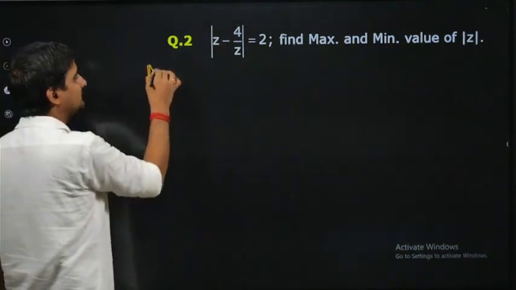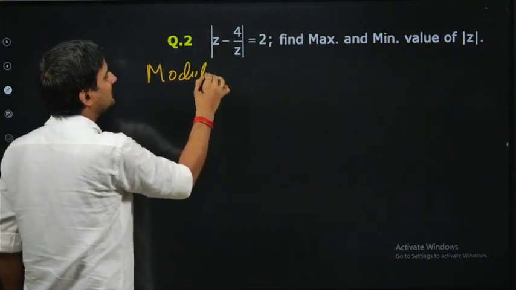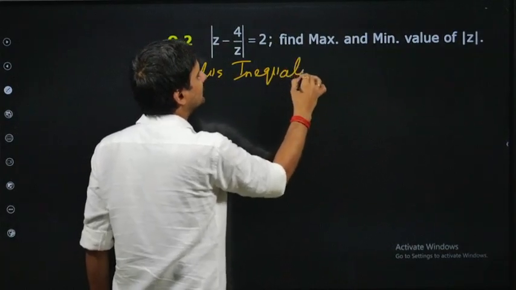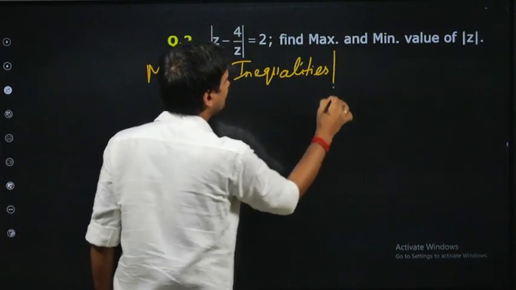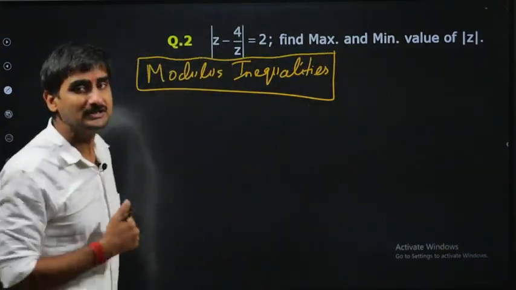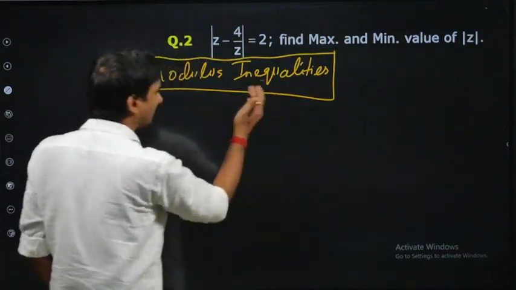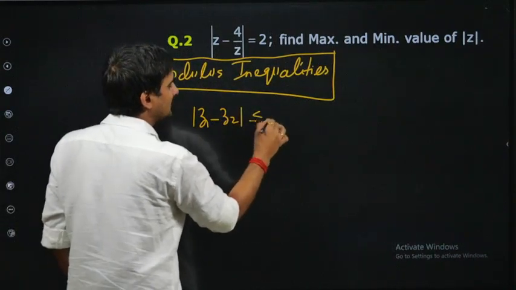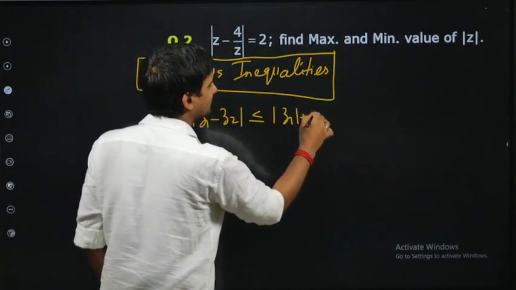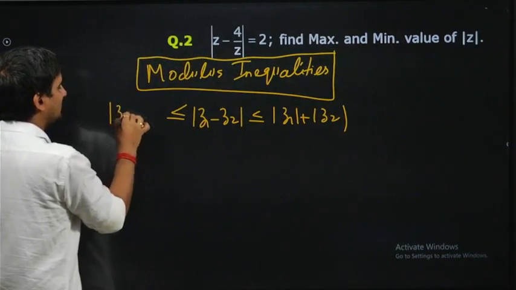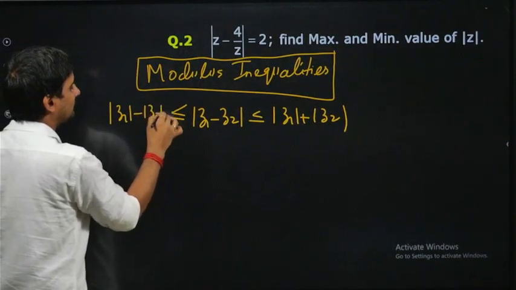So what am I going to use? I am going to use the modulus inequality. The purpose of picking up this question was to discuss modulus inequalities, the type of question where you may use this inequality. So the modulus inequality, what does it say? It says mod of z1 minus z2 is less than or equal to modulus of z1 plus modulus of z2, and on the other side, greater than or equal to mod z1 minus mod z2, whole within mod.